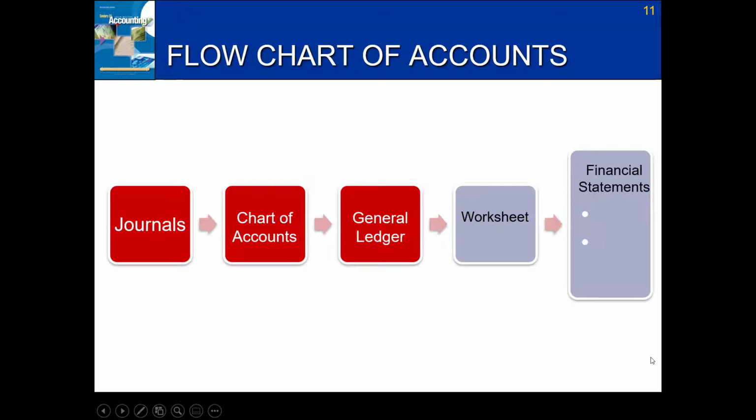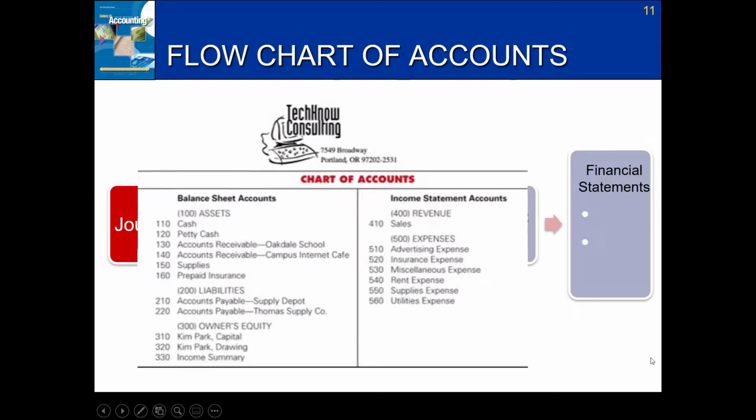And we have two financial statements, which were also how our chart of accounts were organized. So the left side of our chart of accounts and the first financial statement we'll make is the balance sheet. The right side of the chart of accounts and the second financial statement we will make is the income statement.